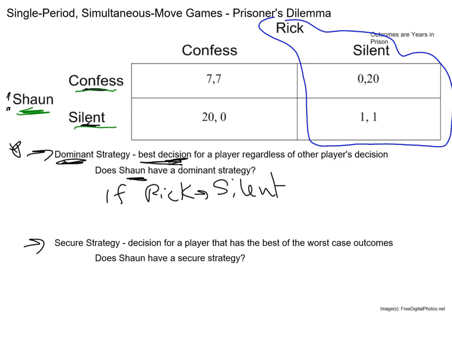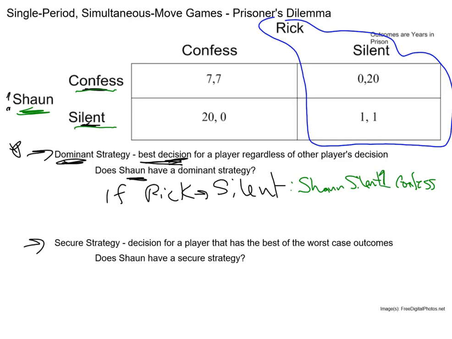If Rick is going to remain silent, Sean can either remain silent and get 1 year in prison, or Sean could also choose to confess. And if Sean confesses, Sean will get 0 years in prison. So the two possible outcomes are that Sean could either decide to remain silent or he could confess. If he remains silent, he gets 1 year in prison.